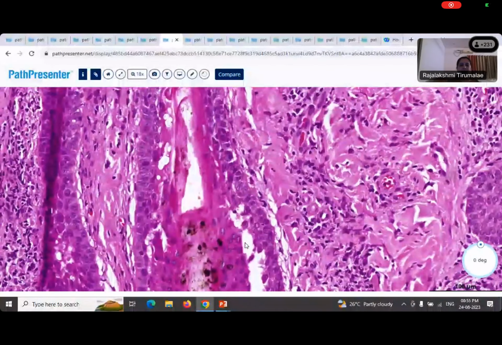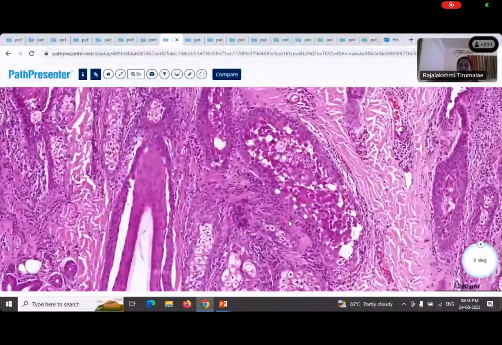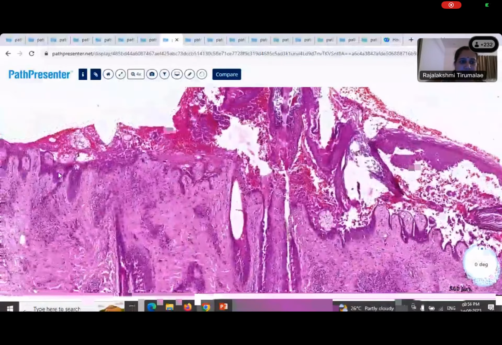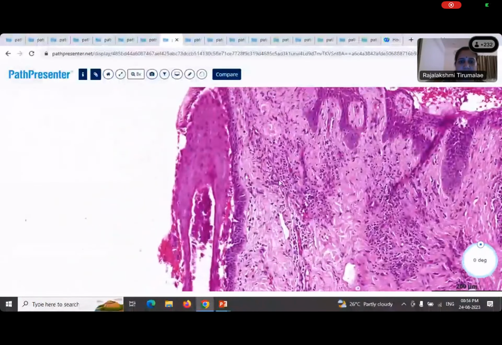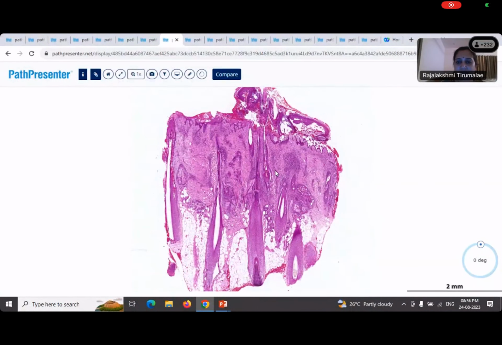Do you see this acantholysis which is extending throughout the length of the follicle? Yes, ma'am. Not just the follicle, it's also extending into the sebaceous unit. So there is extensive acantholysis with involvement of the adnexal structures, right? You can see here also. So this is an intraepidermal acantholytic blistering disease with adnexal involvement.